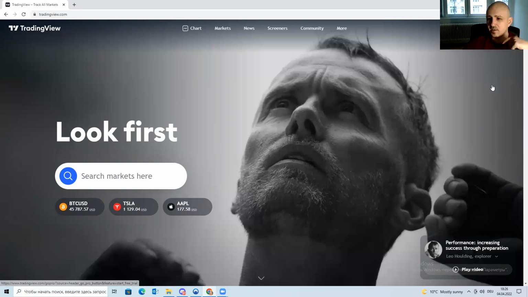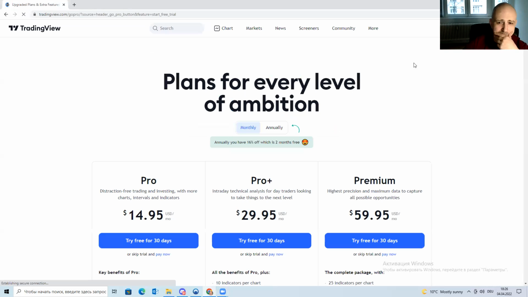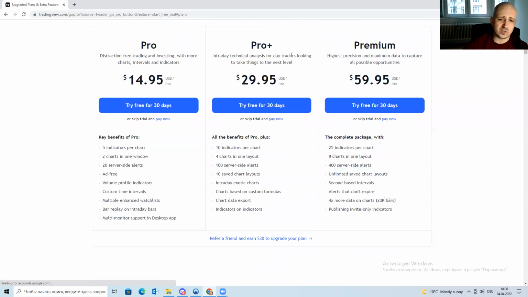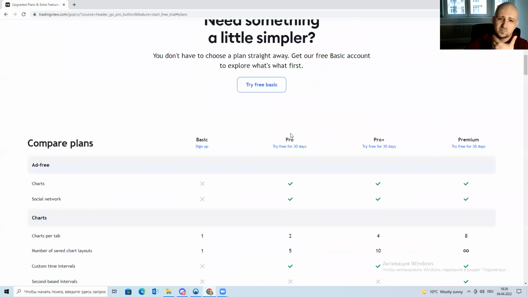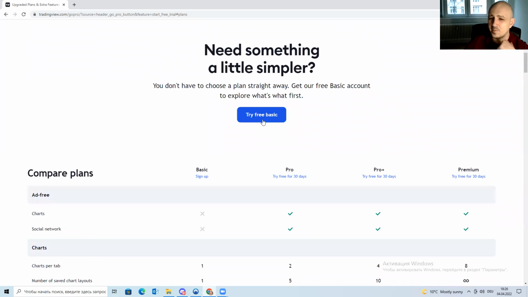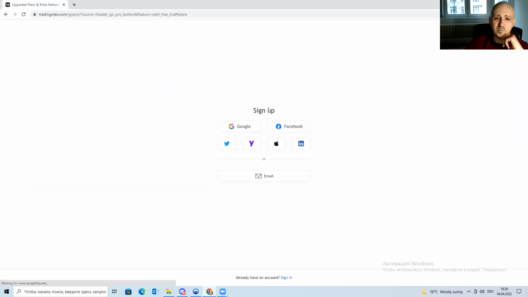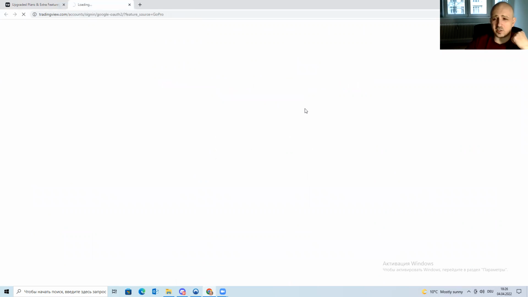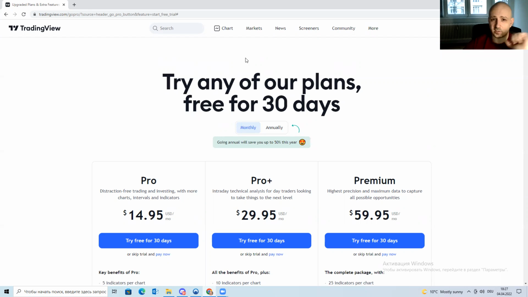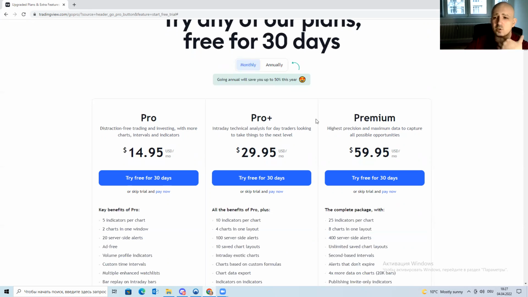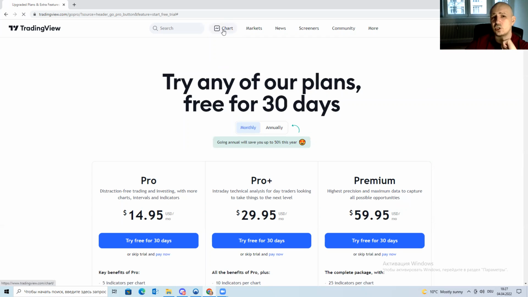I see that here's my beautiful face, but you will see this. You click on get started, right? And then you scroll down. You have, of course, all these payment plans, but for the beginning, you really just need the free basic version, right? Stick just to this, it's more than enough. So try free basic, then log in, for example, I log in with my Google account, and boom, you are logged in, right? And the first thing you need to do, you just click here on charts, okay?